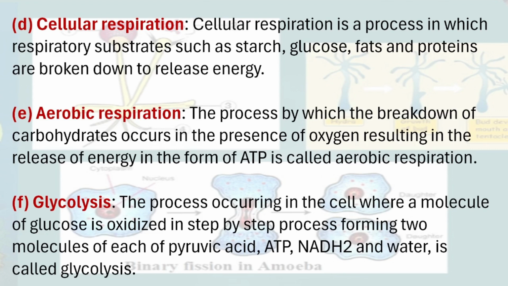The process by which the breakdown of carbohydrate occurs in the presence of oxygen, resulting in the release of energy in the form of ATP, is called aerobic respiration. F, glycolysis. The process occurring in the cell where a molecule of glucose is oxidized in a step-by-step process, forming two molecules of each of pyruvic acid, ATP, NADH and water, is called glycolysis.